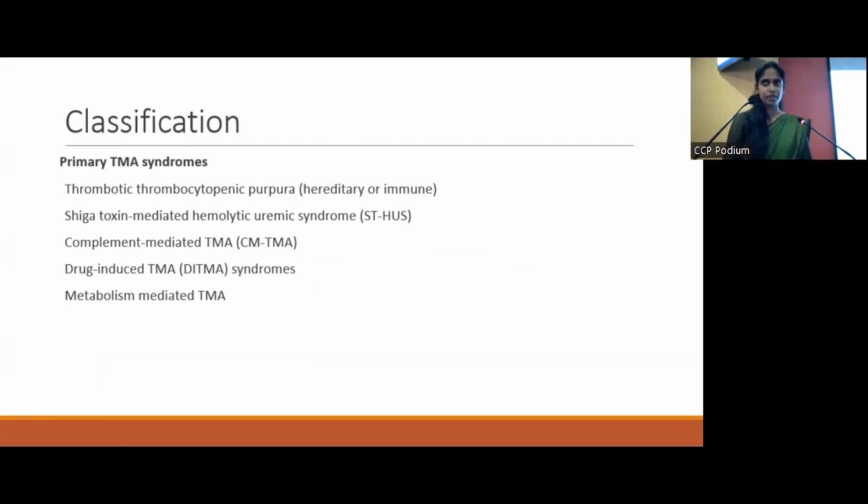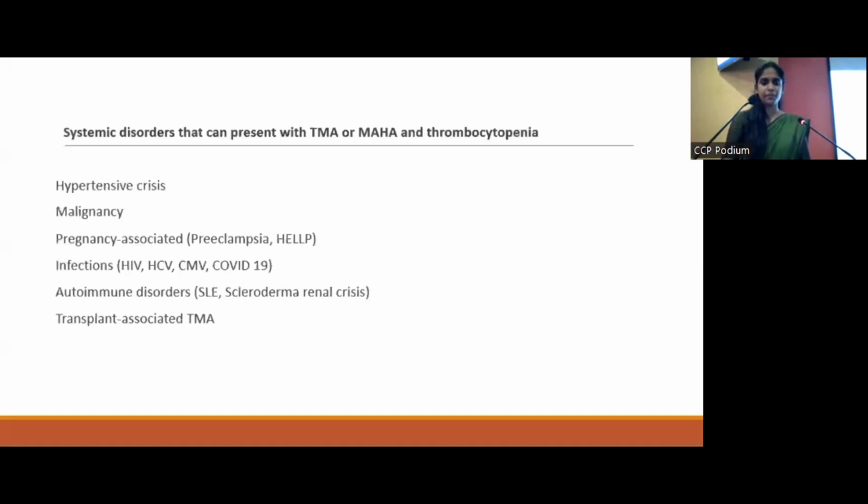So TMA can be classified into primary TMA syndromes and systemic conditions which can cause secondary TMA or MAHA with thrombocytopenia. The primary TMA syndromes would be thrombotic thrombocytopenic purpura, which can be hereditary or immune-mediated, Shiga toxin-mediated HUS, complement-mediated TMA or HUS, drug-induced TMA syndromes, and metabolism-mediated TMA.